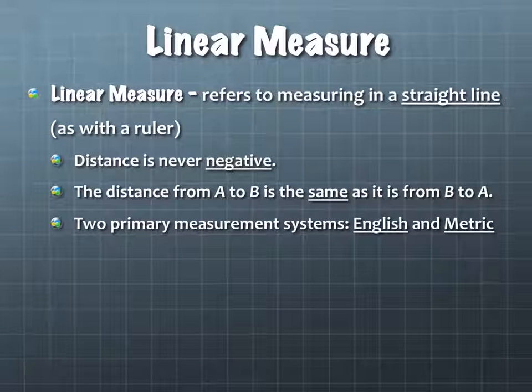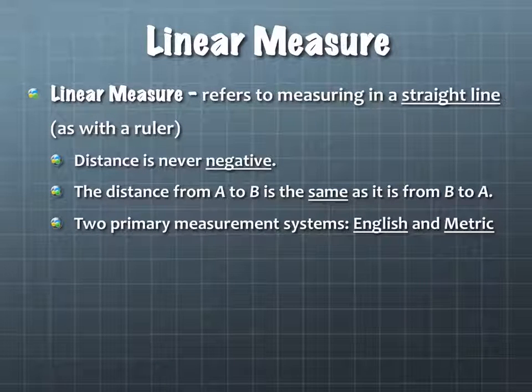So first, what do I mean by linear measure? Linear measure refers to measuring in a straight line, the same way you would with a ruler. And you guys did that when you did your activity last time, right? Nobody was measuring the length of the classroom by going like this with your ruler, right? It was straight to the very back of the room. Nobody measured your height except in a straight line.